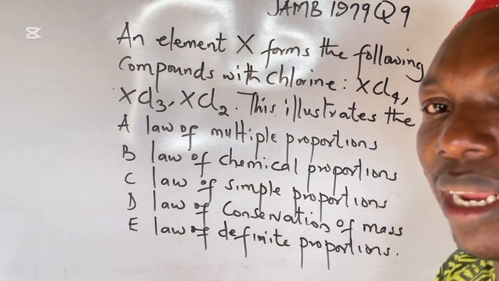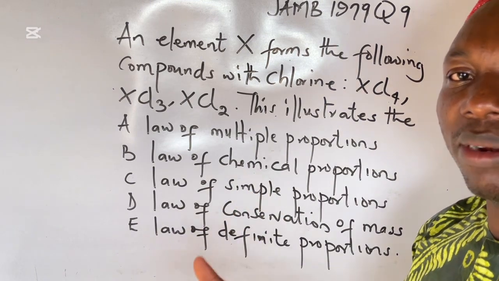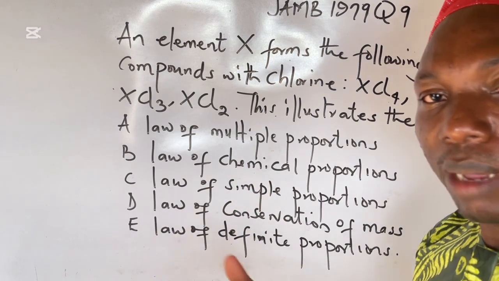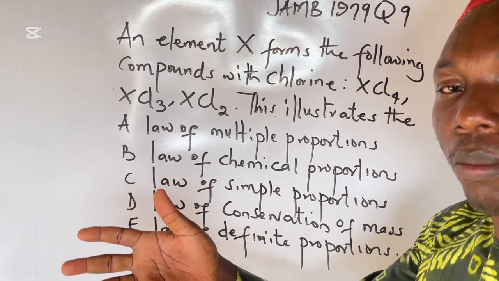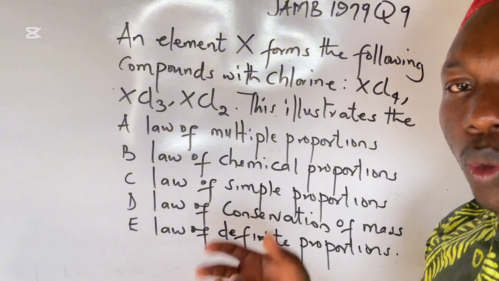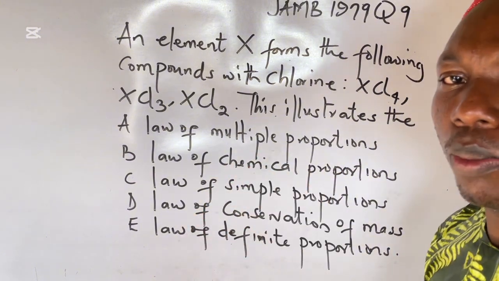Last class we explained the law of conservation of mass. Matter can neither be created nor destroyed during chemical combination, during a chemical reaction, but changes from one form to another. But today we want to see the application of the law of multiple or variable proportion.